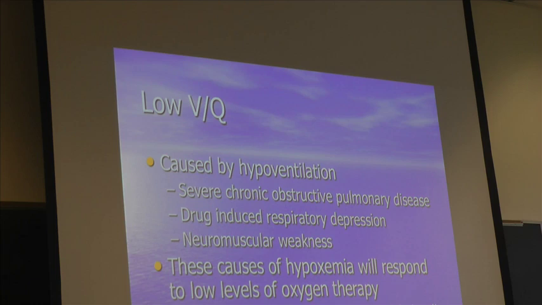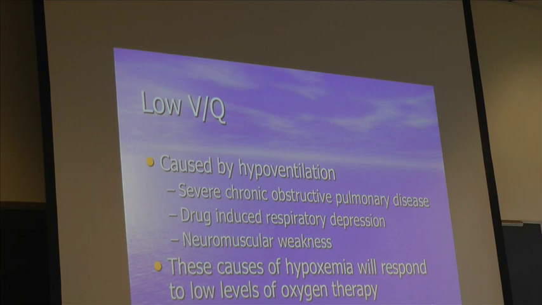These causes of hypoxemia will respond to low levels of oxygen therapy. Because if we give a little bit of oxygen, that little bit of oxygen will diffuse through and get to the alveoli. So you give them a 1 liter nasal cannula, a 2 liter nasal cannula, and their oxygen level comes up. It tells you that their AA gradient is normal.